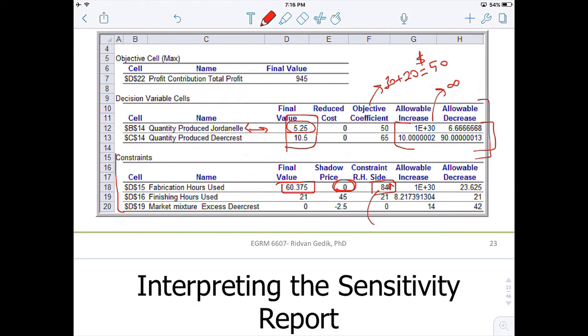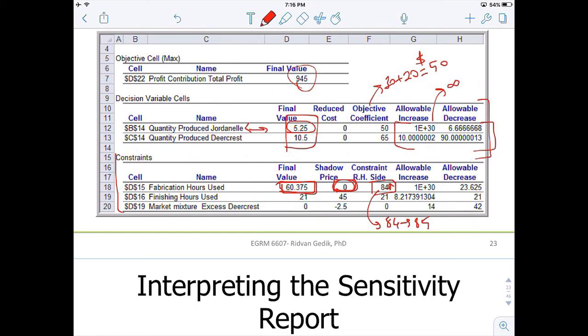If you make it 84 to 85, what happens? How much more profit do you get at the optimal solution? That's the definition of the shadow price. It says 0. Well, is that the case? As you can see in this current format, which is 84, we are not even using the complete amount of resources that we have.